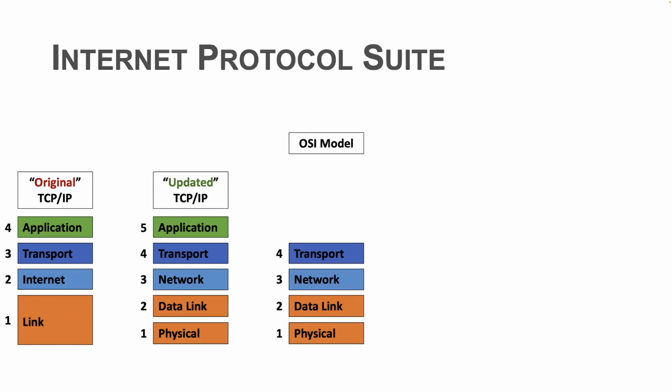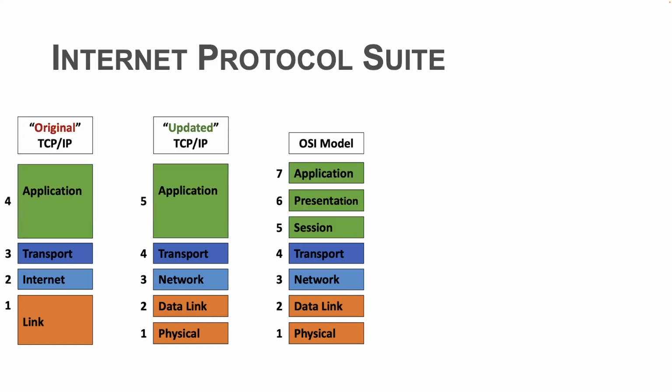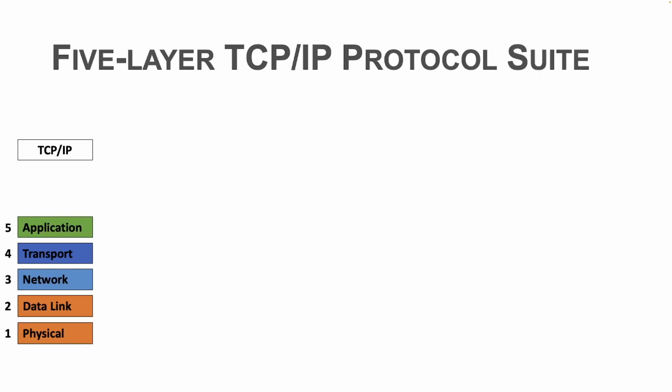Now, if we compare the 5 layers TCP/IP protocol suite to the OSI model, which consists of 7 layers, the application, presentation, and session layers are represented as the application layer in the TCP/IP model. In the rest of the video, we will focus on the 5-layer TCP/IP protocol suite. So let's remind ourselves about the protocols at each layer.